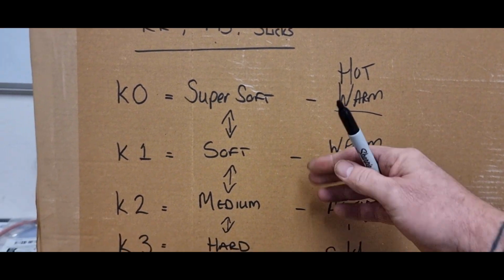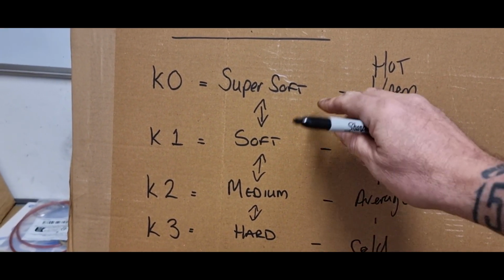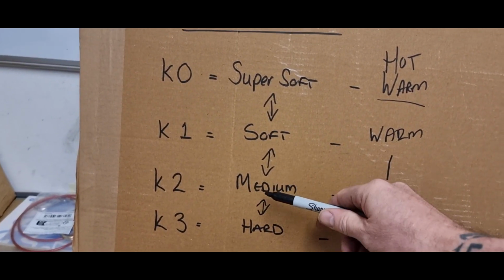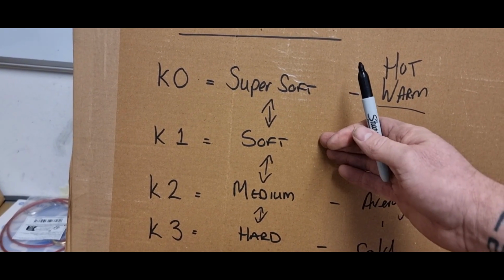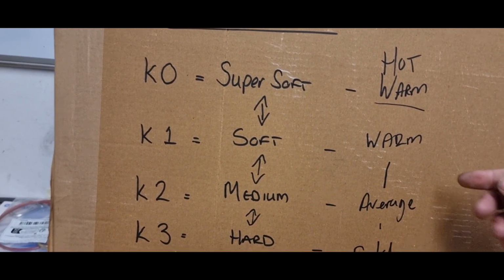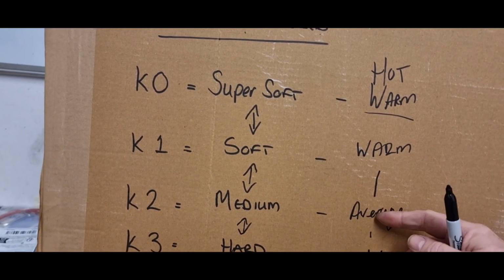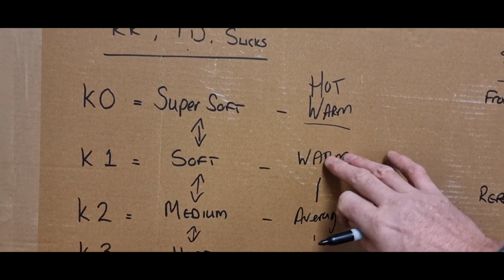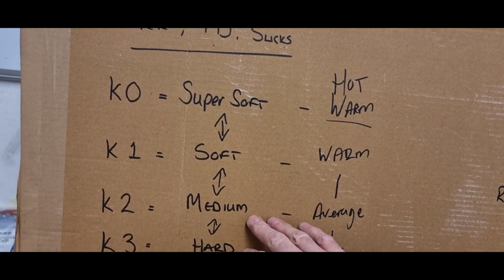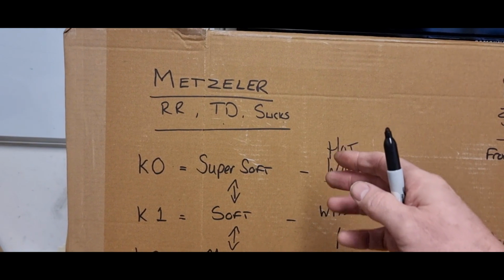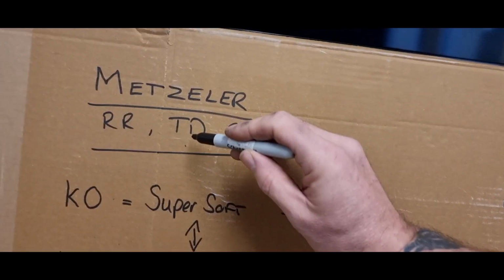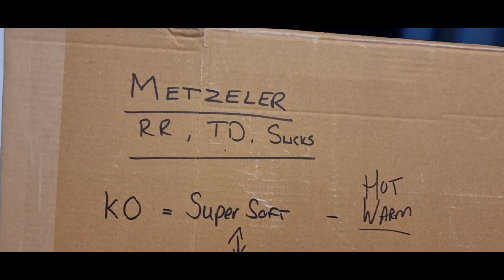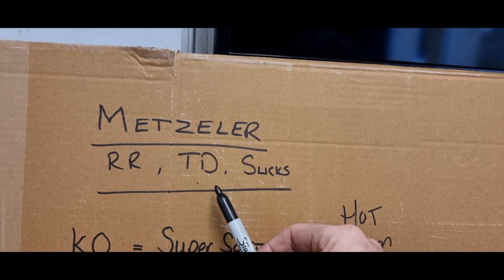Now, these two tyres here are the ones you're going to use more often while racing. That's mainly on your qualifier. Your K2 is going to last longer than a K1 because of the compound, but a K1 and a K2 are very similar, though you'll get a bit more grip from your K1 and a bit more life from your K2, and that's from the Metzeler. What I will say is your RR will wear quicker than your TD slicks.